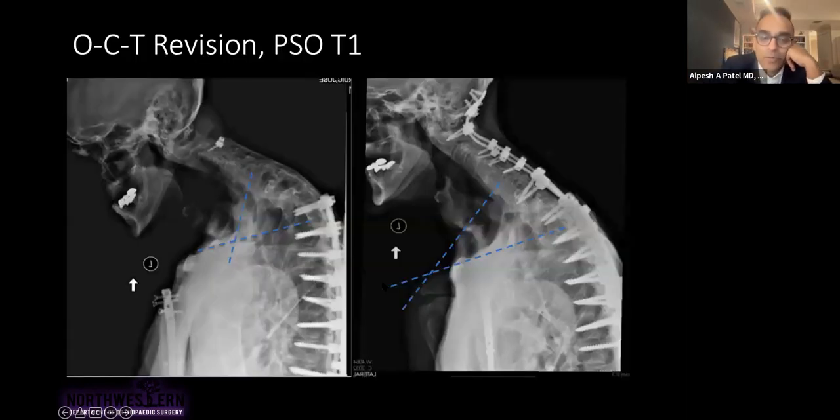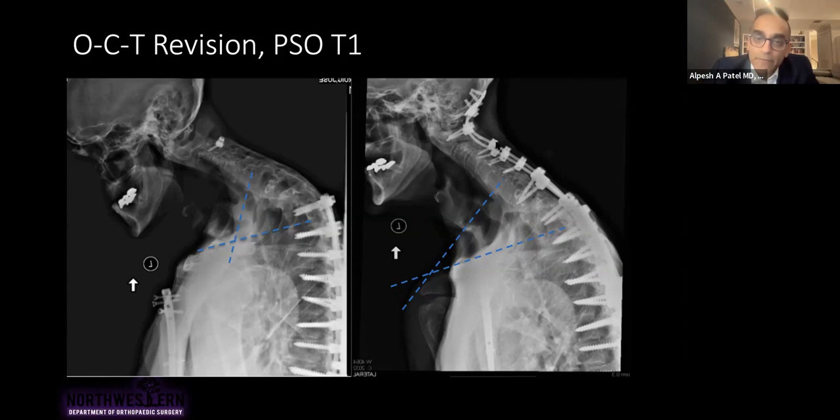And what I took him through was, let's just say, a T2 PSO, right? One of the strongest probably corrective maneuvers we have in the cervical spine, trying to get his focal kyphotic deformity at T1 to T3 corrected, right? And I think we did definitely see some improvement in angulation.